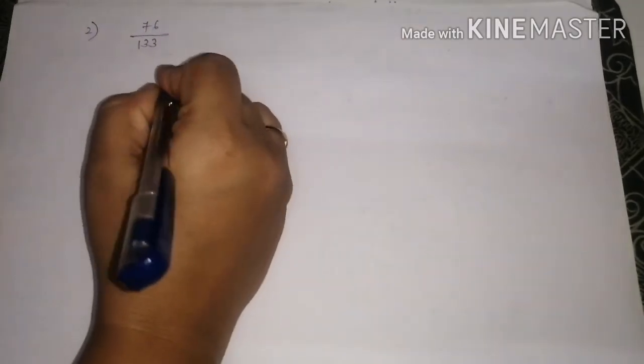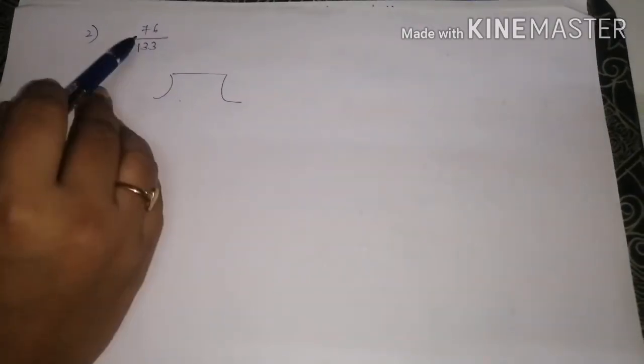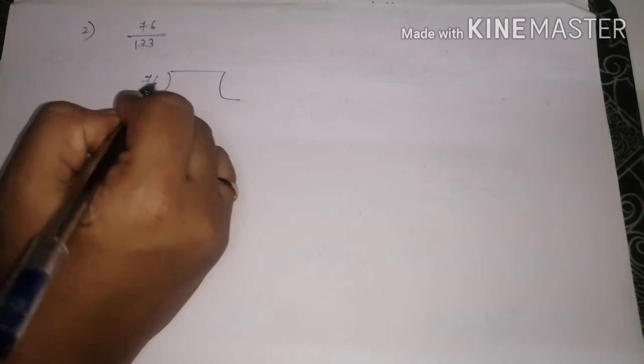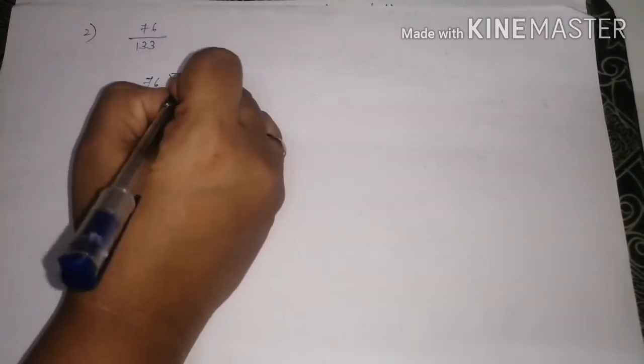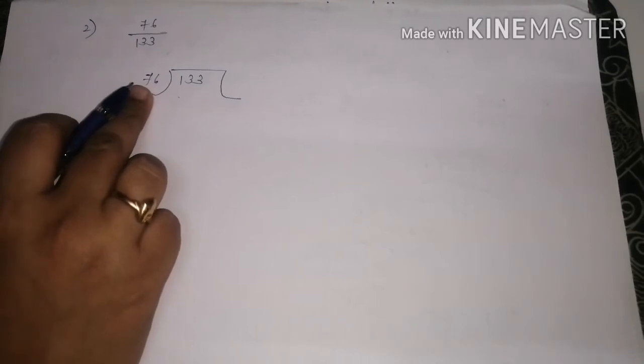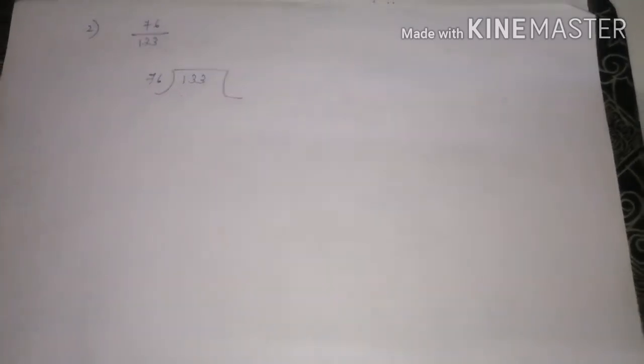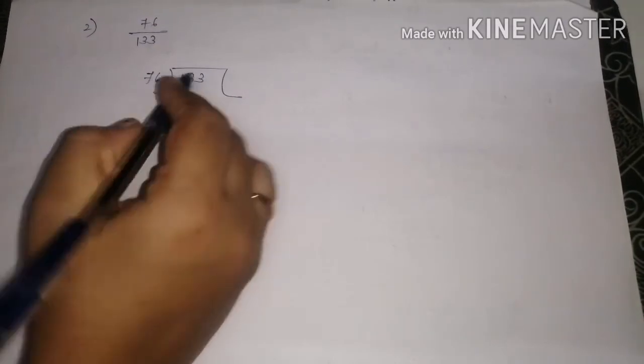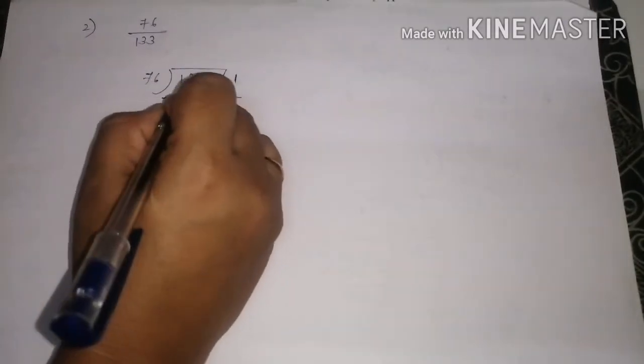So make a division form like this. The smallest number you have to take outside, the divisor. This will be your dividend. Now as usual, you do the 76 table normally. 76 ones are 76. 76 twos will be more only. So we'll take 76 ones are 76.